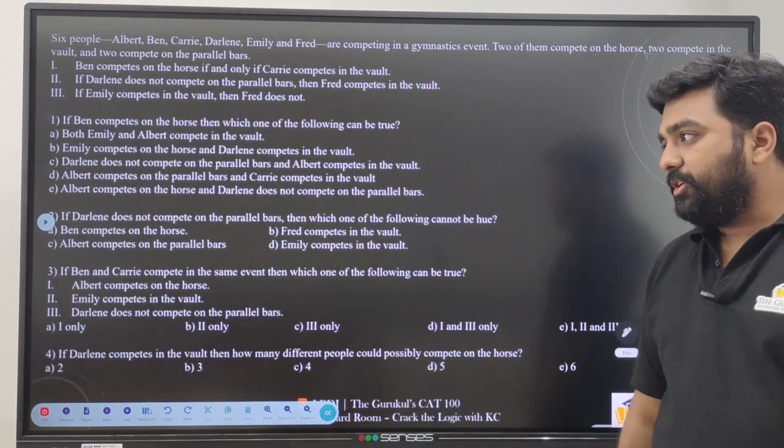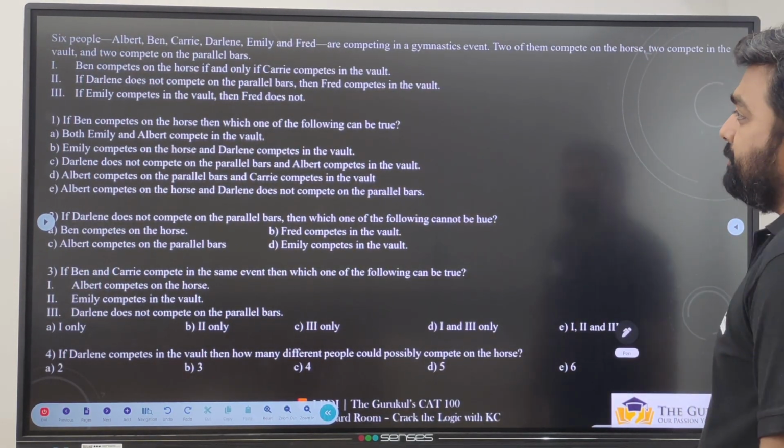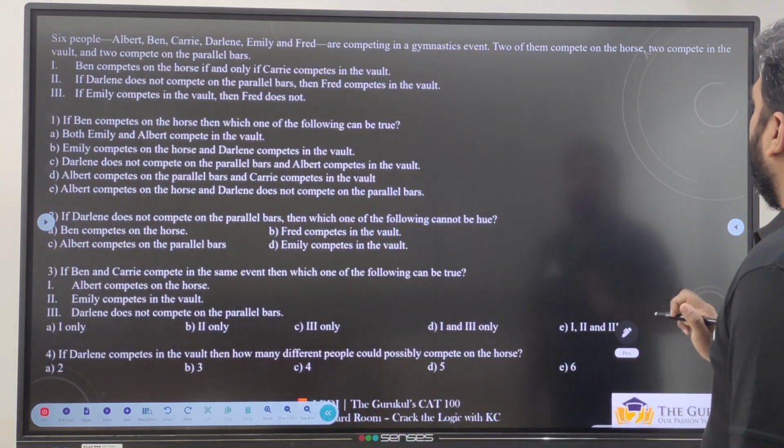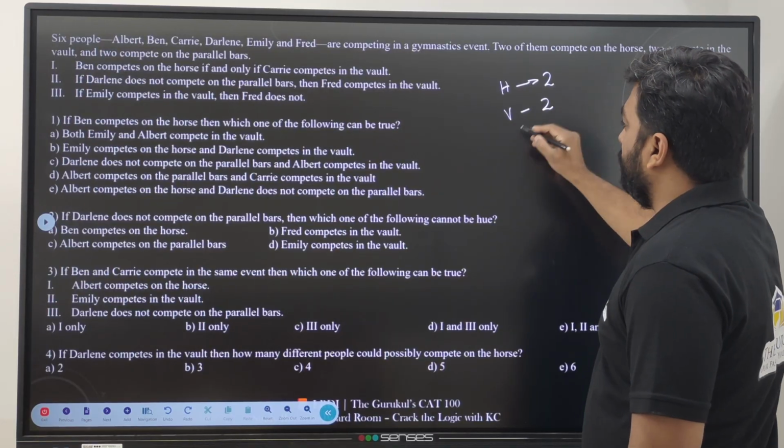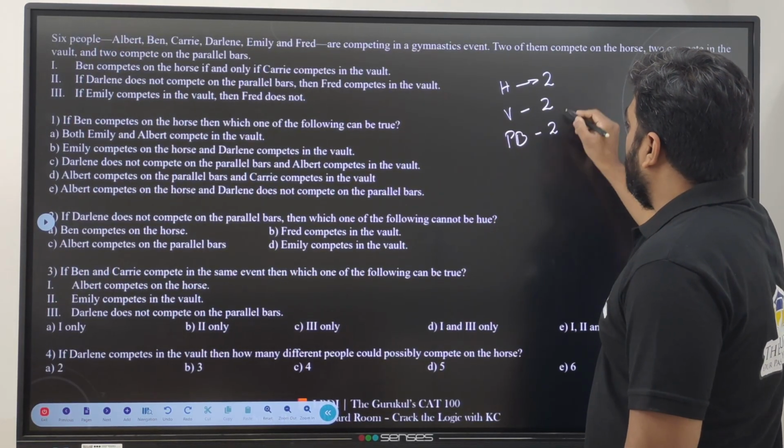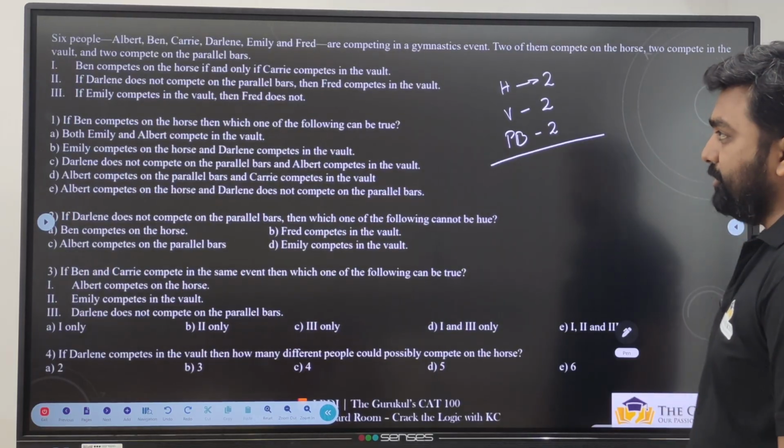So the basic information we can say, we are having 7 people A, B, C, D, E, F, G. 2 of them are participating in horse. So in horse event we are having 2 people. In vault there are 2 people. In parallel bars we are having 2 people. This is the basic information.